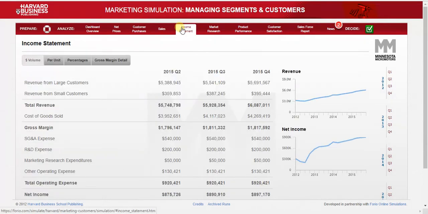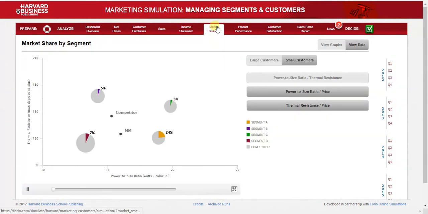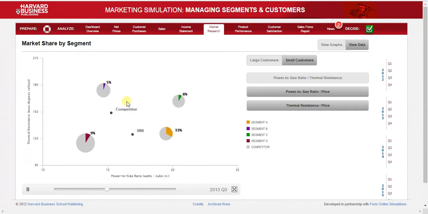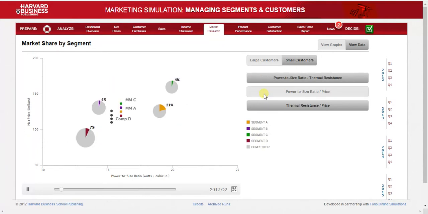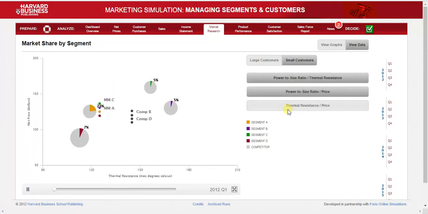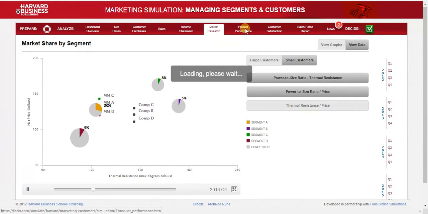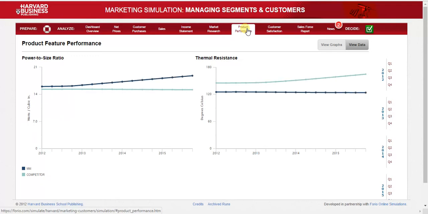The income statement shows the revenue, gross margin, and total operating expense per each quarter. Market research shows us how we compare to the competitors, with research on how they spend their money on features such as power to size ratio and thermal resistance features. Then there's the product performance tab, which simply shows us Minnesota Motors product performance compared to the competitor.